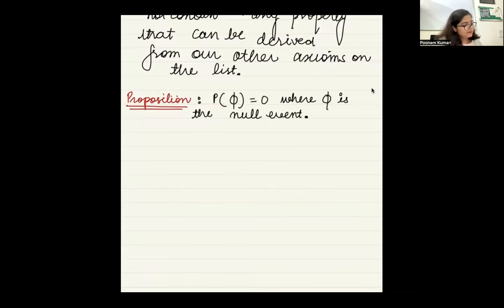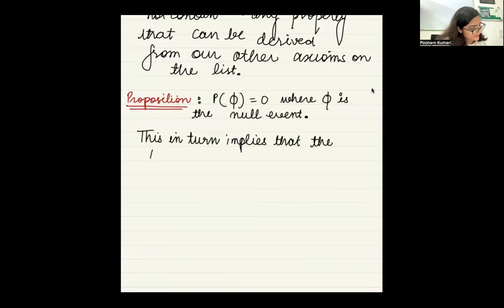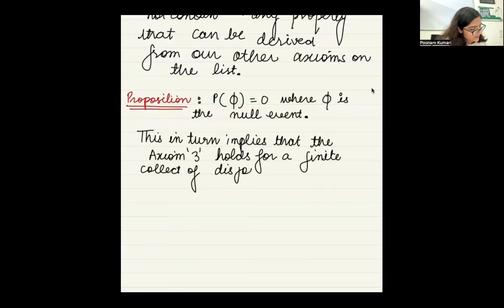Is that okay? Yes. And we also have one more proposition added to this, that whenever we say that probability of null event is 0, that in turn implies that the axiom 3 that we had holds for a finite collection of disjoint events as well.